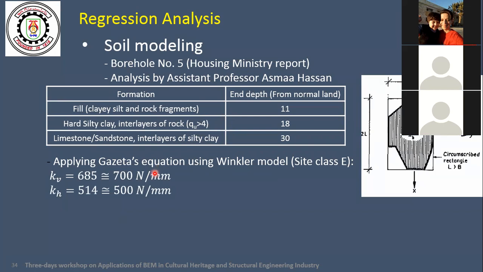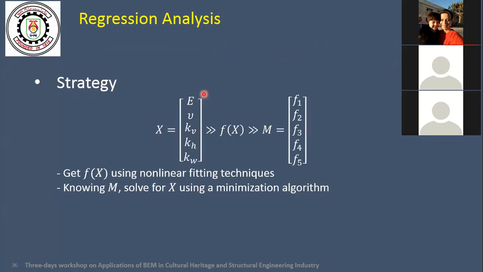Okay, so now we have E and mu, and we've added more parameters, the vertical spring and horizontal spring representing the soil, and the wall stiffness. So in order to come up with the best estimate of these 5 parameters, we used a nonlinear fitting technique, the regression neural network. The tools were with the MATLAB application.